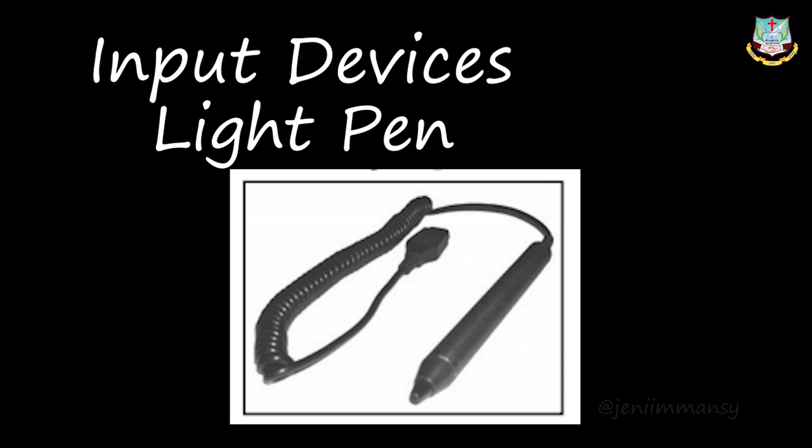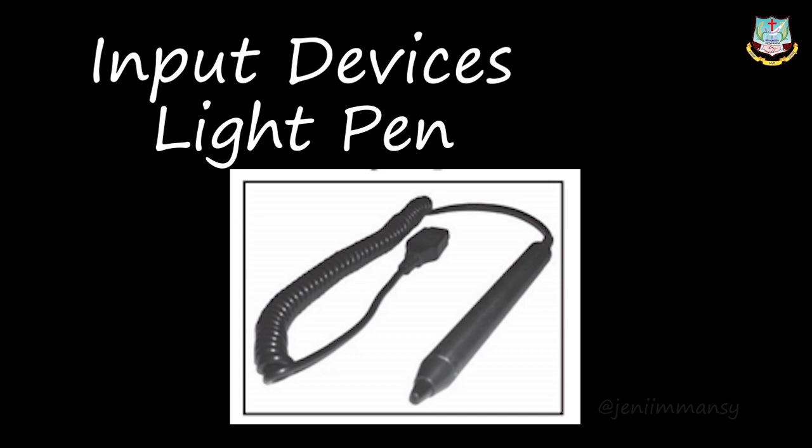This will detect the light from the screen, enabling the computer to identify the location of the pen on the screen. Wherever you move it, it will be displayed. In your younger days you would have played with a laser gun. If you point it at the wall, it will show a green point there. Same like that, you can move this light pen, and when you move it, a point will be shown on the screen.